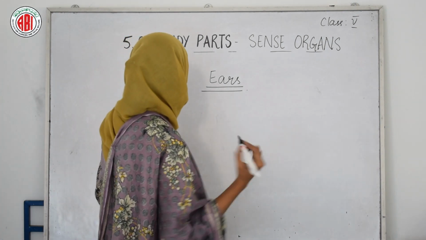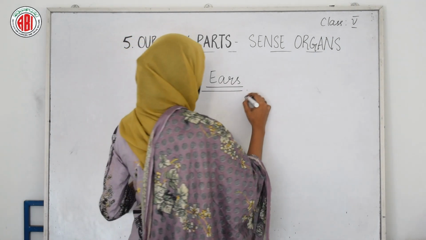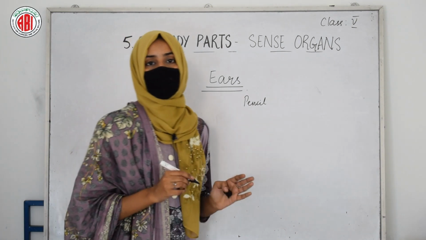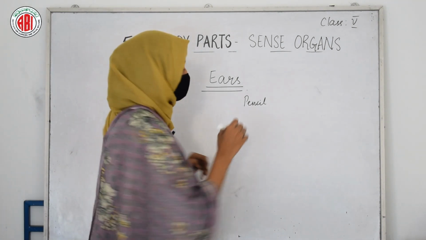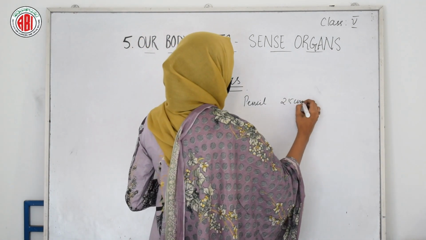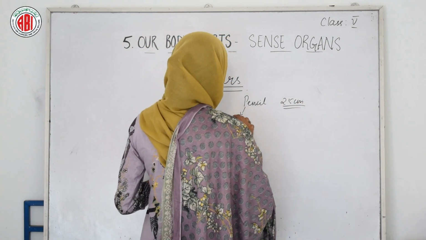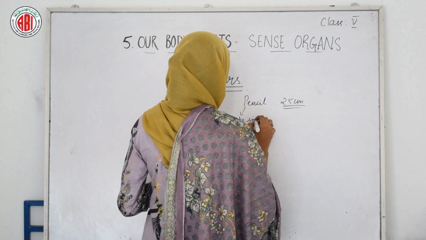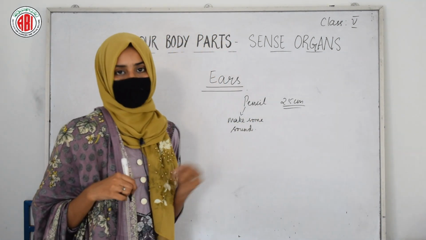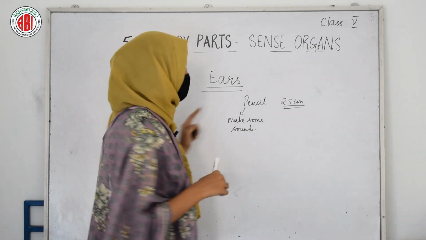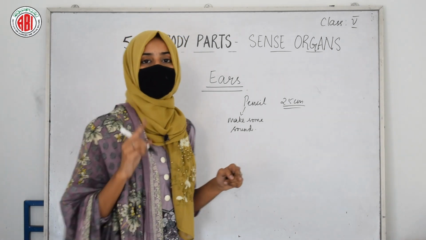And in this activity, we'll take one pencil, and now you and your friend are going to do this activity. You should stand at a distance of 25 centimeters from your friend. Take this pencil. Make some sound with the help of this pencil. By tapping the pencil on a plate or on a table, you can make the different sound. Ask your friend to listen to the sound.